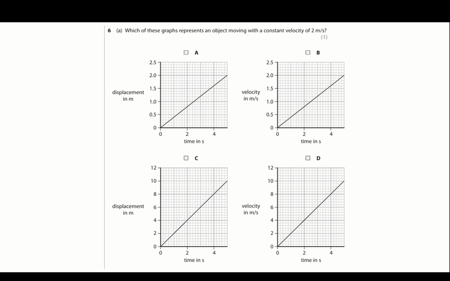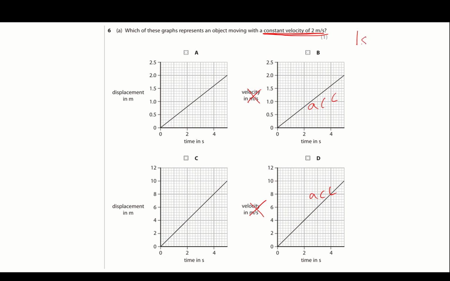Okay, question 6, we've got distance-time or velocity-time graphs, and it says, which of these graphs represents an object moving with a constant velocity of 2 meters per second? Well, I can instantly rule out the velocity-time graphs because this would mean that they're accelerating, so it can't be those. So now I'm left with these two choices, A and C, and I'm now looking for a constant velocity of 2 meters per second.